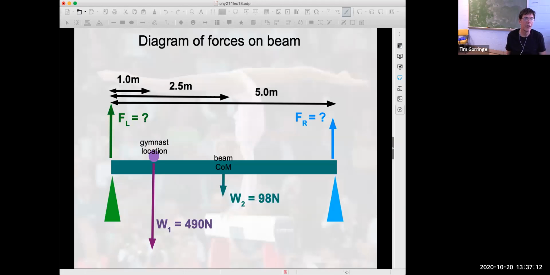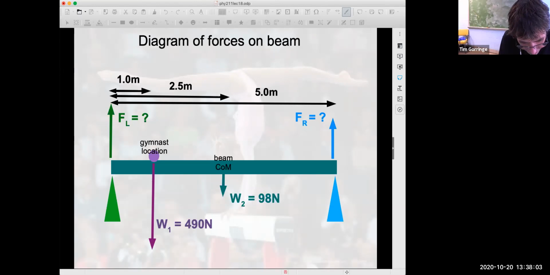Okay, so of course, I want to draw a picture. I want to draw a sketch of the forces that are acting on the beam. Let me make it clear about this picture. I'm going to focus on the beam and the forces that are acting on the beam. That's going to lead me to figuring out the force acting from the left-hand support on the beam and the force acting from the right-hand support on the beam. I'm really just focusing on what forces are acting on the beam. Obviously, the beam is exerting forces on the gymnast and on the earth and on the left and right supports, but I'm not going to worry about all of that.